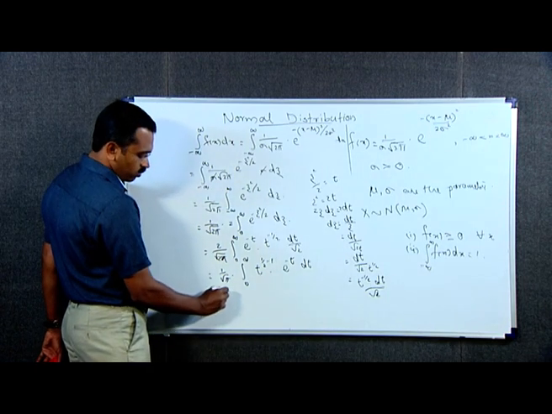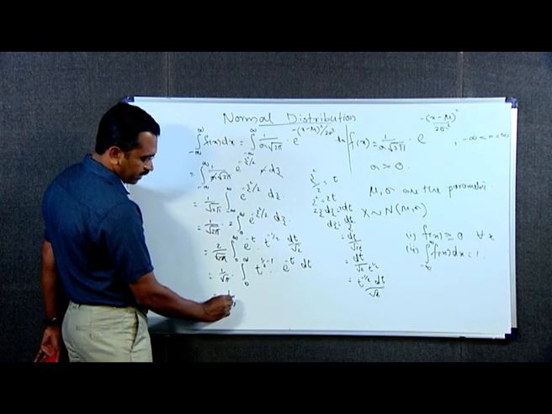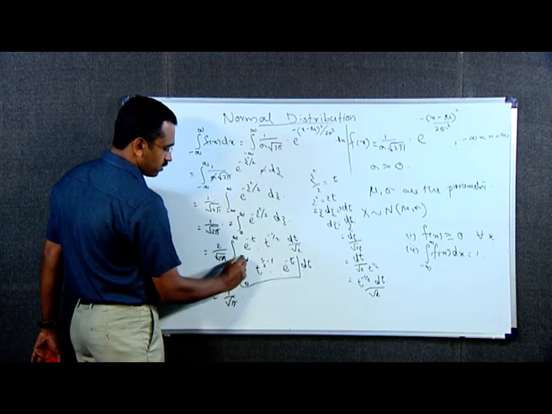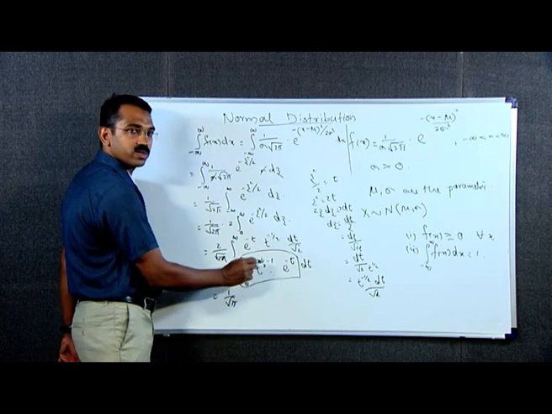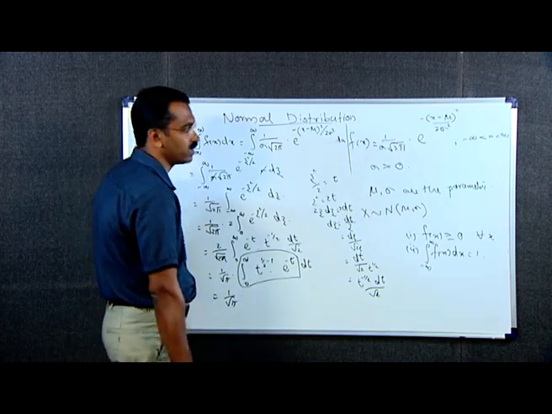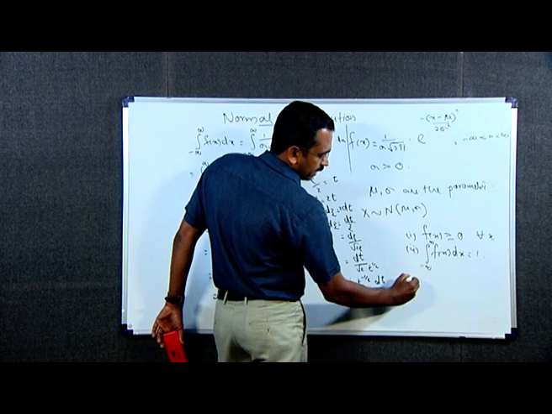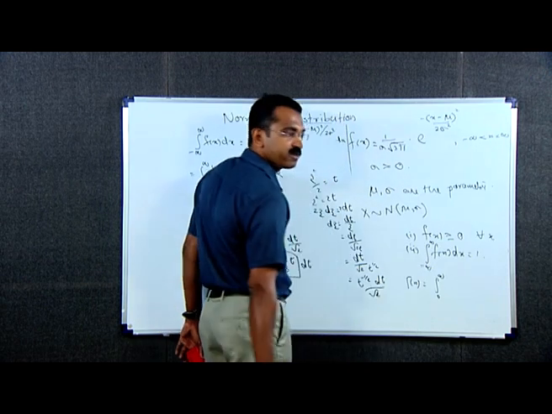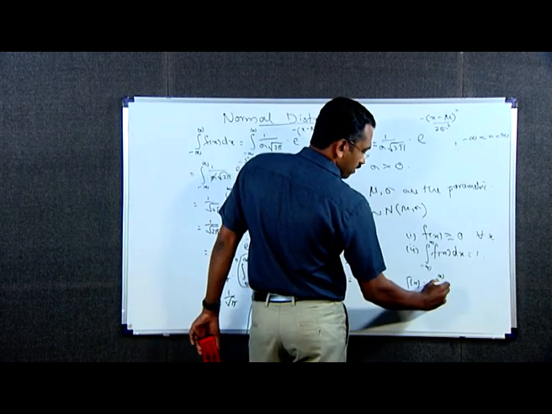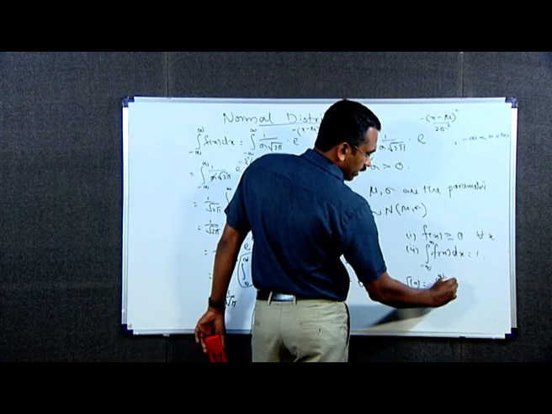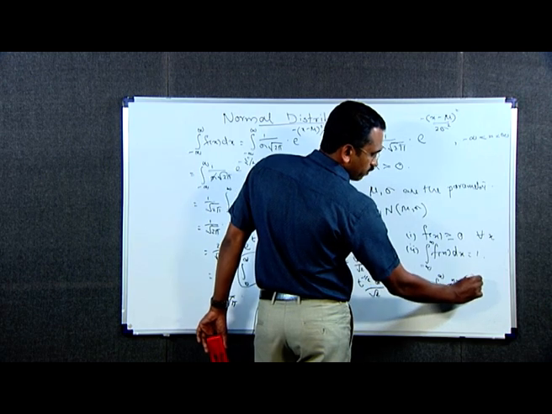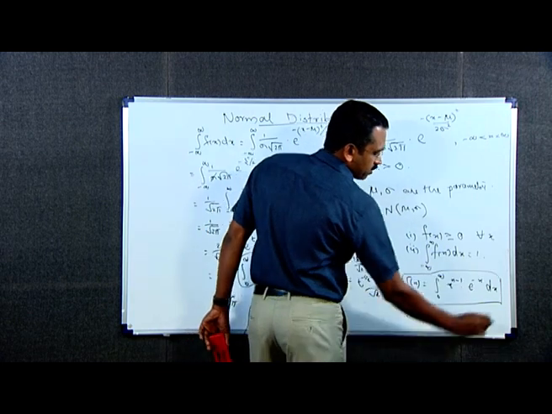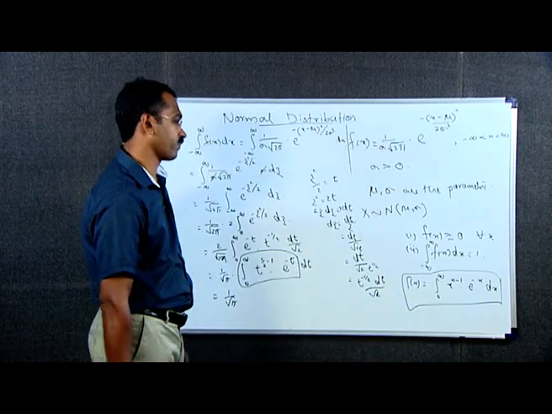This is equal to 1 by root pi into gamma 1 by 2. By the definition of gamma function, gamma n is defined as integral from 0 to infinity x raised to n minus 1 into e raised to minus x dx. This is the definition of gamma function.